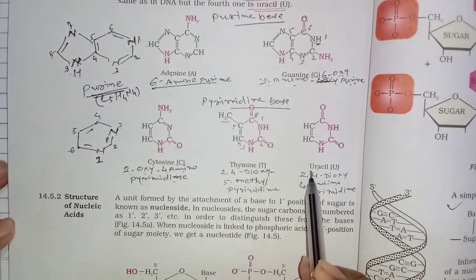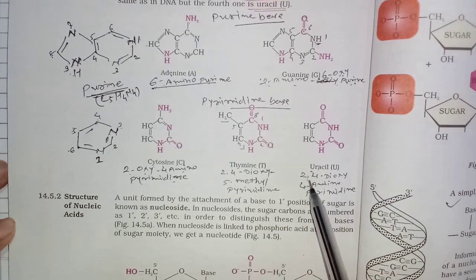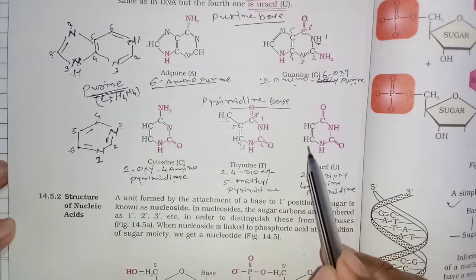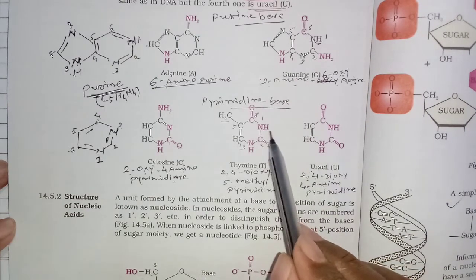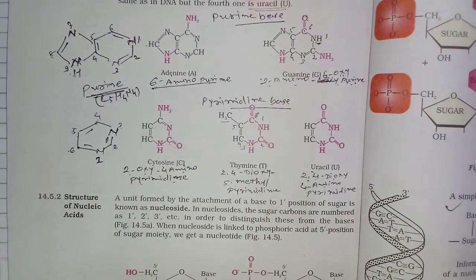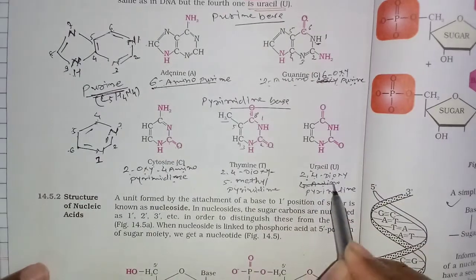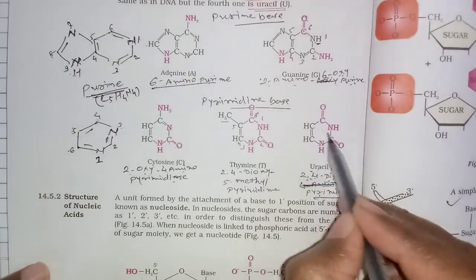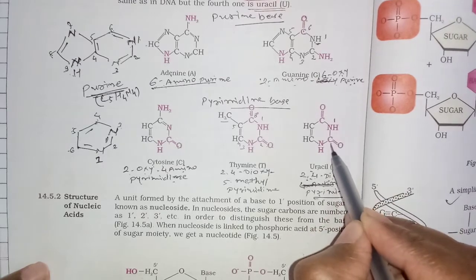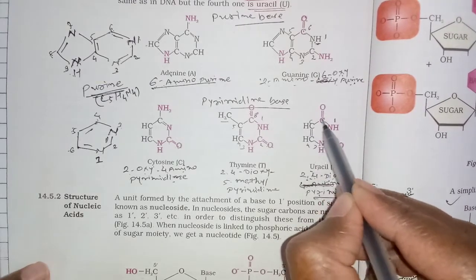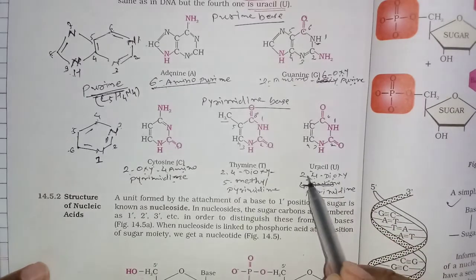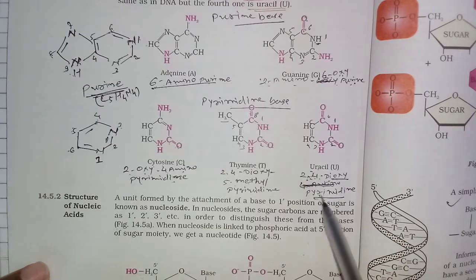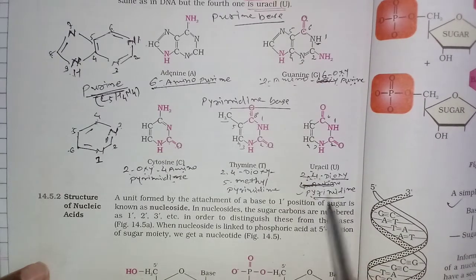Then uracil, its IUPAC name is 2,4-dioxy pyrimidine. Sorry, here only a 2,4-dioxy pyrimidine, with first, second, third, fourth, fifth and sixth positions. On the second and fourth positions there is a dioxy group, and the rest of the structure remains as it is.